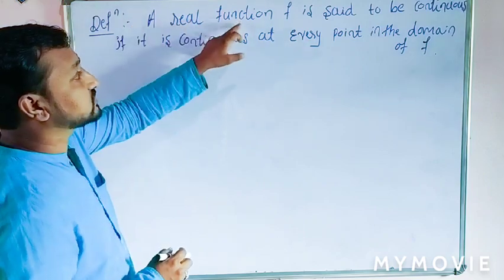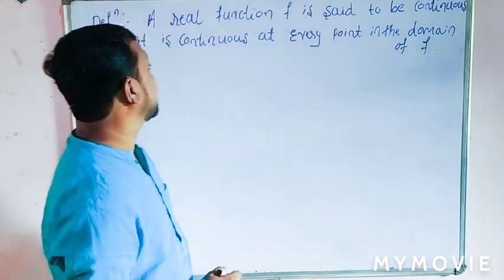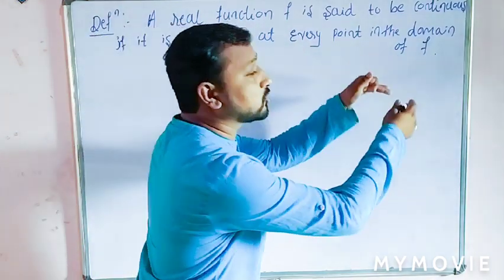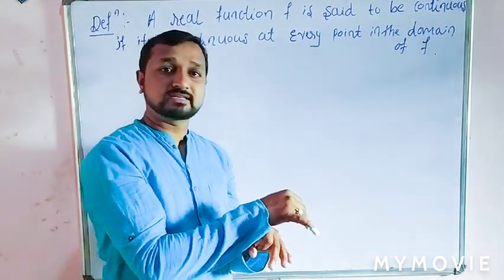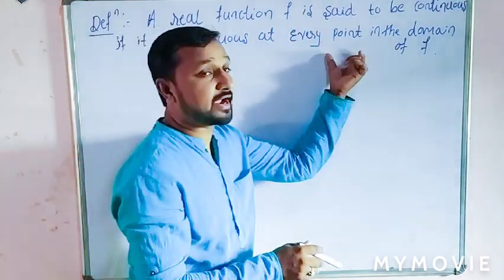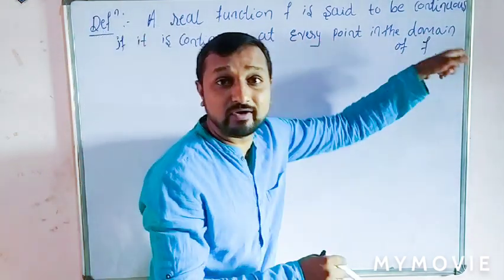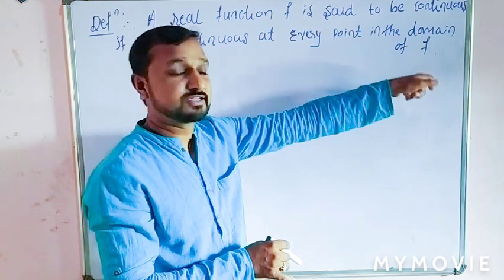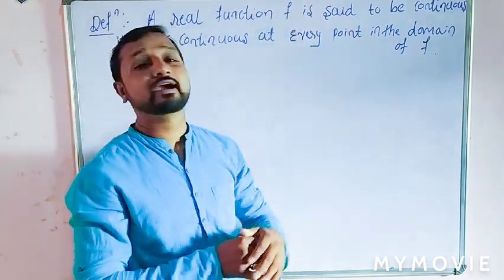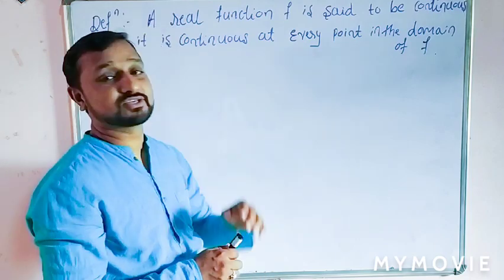Here, a real function f is said to be continuous if it is continuous at every point in the domain of that function. Is that clear? What is the definition? It is continuous at every point in the domain of our given function. So the function is continuous if it is continuous at every point in the domain. So this is another definition, students.